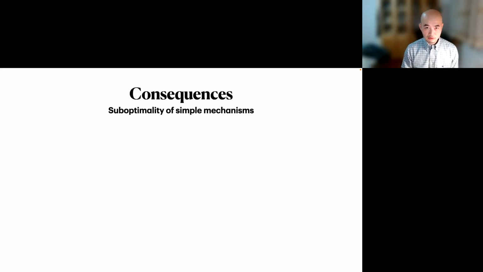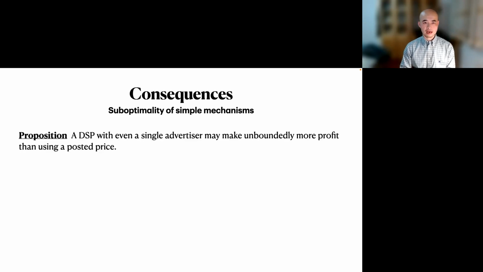Thank you. So before I give a proof, which is very short, let me tell you a few consequences that I promised. The first is that simple mechanisms are no longer suboptimal, are no longer near optimal. As we all know, in a single item auction with a single bidder, the revenue optimal mechanism is a posted price.